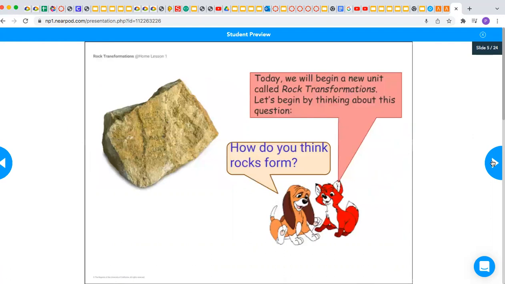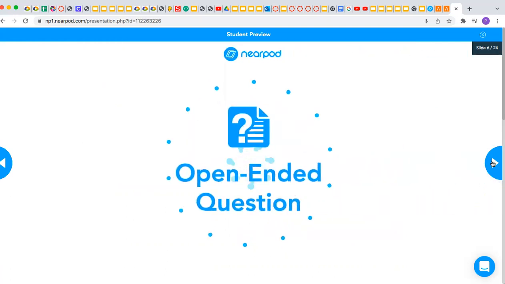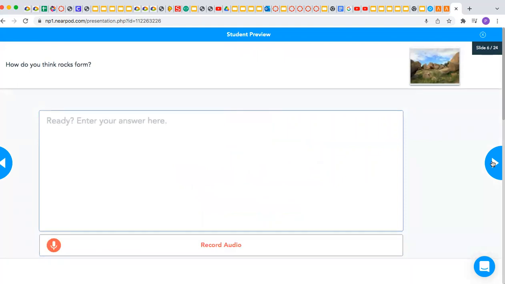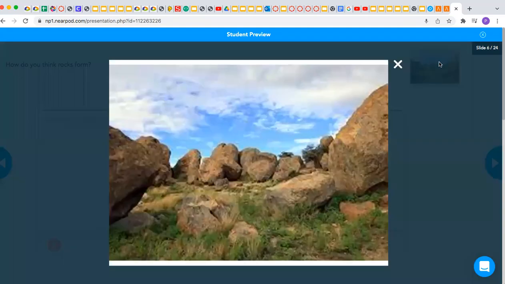Like I said, we're going to begin a new unit called Rock Transformations. I want you to think about this question first: how do you think rocks form? In this next slide, you're going to answer that question. You can use this picture to help you think about how rocks are formed. This is a picture of City of Rocks, which is near Deming, New Mexico.